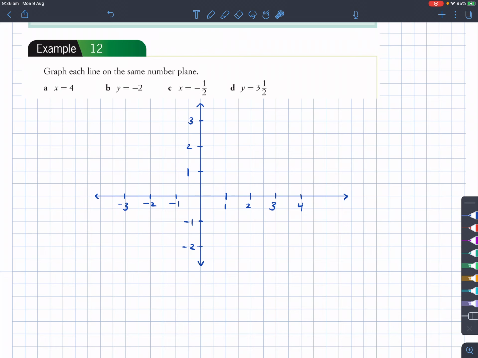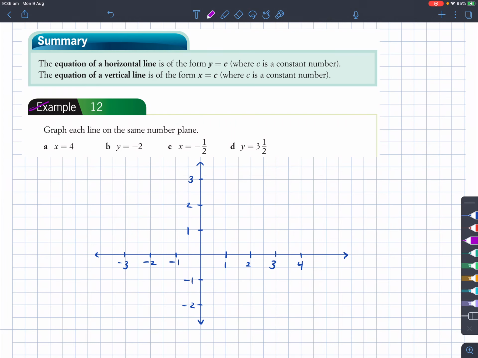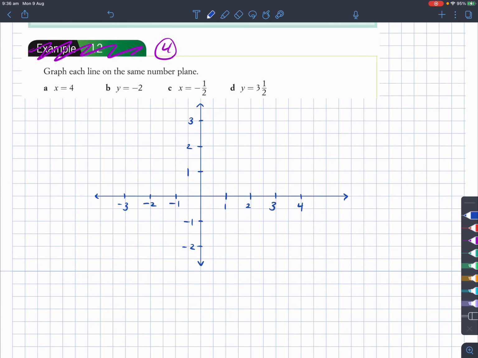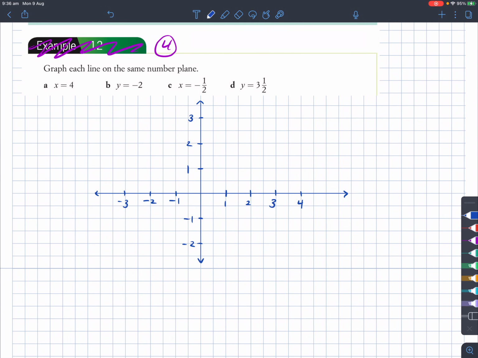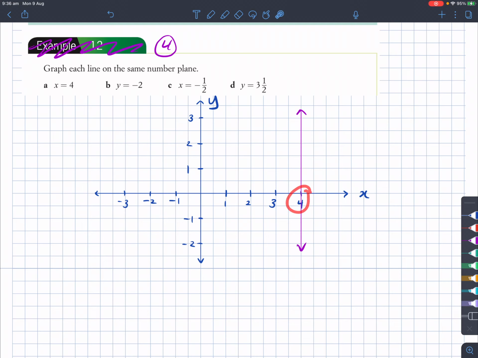All right. So, graph each line on the same number plane. In this particular example, if you're writing this down, I think this is actually meant to be question 4. Just write question 4 instead. For question 4, part A, if I was to graph x = 4, you look for the x value on the horizontal axis, right there, number 4. And we're going to draw a vertical line going upwards, like that. And that is the line x = 4. So it passes through the x value of 4.